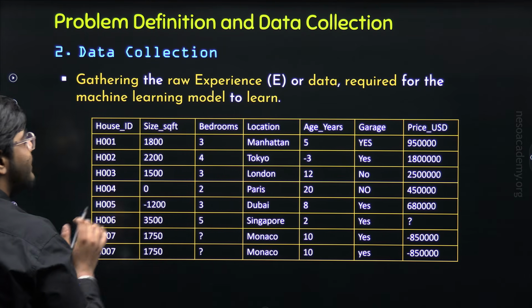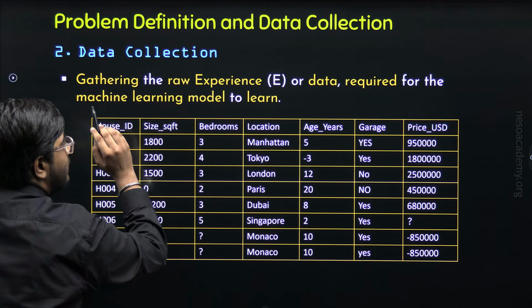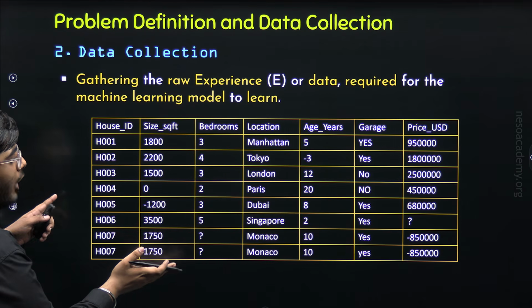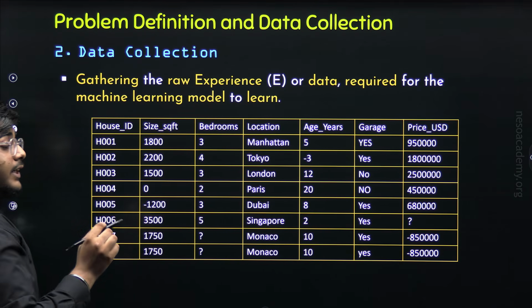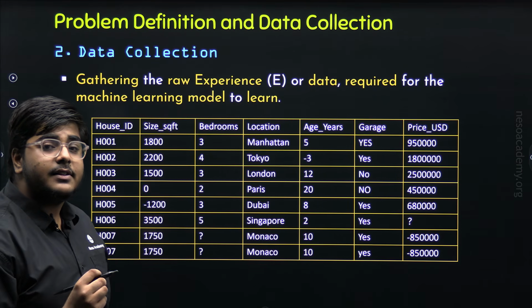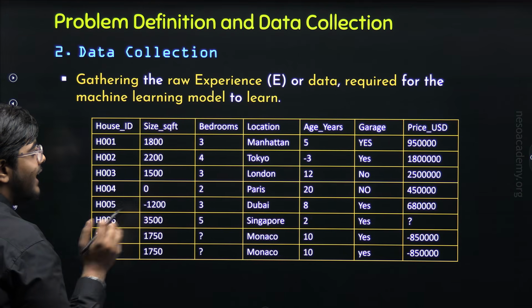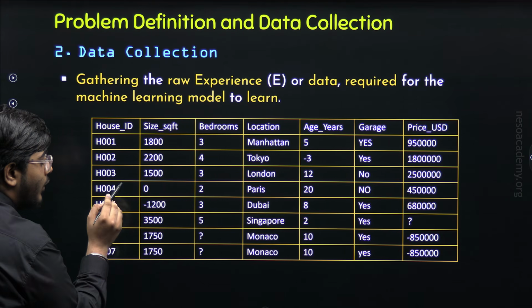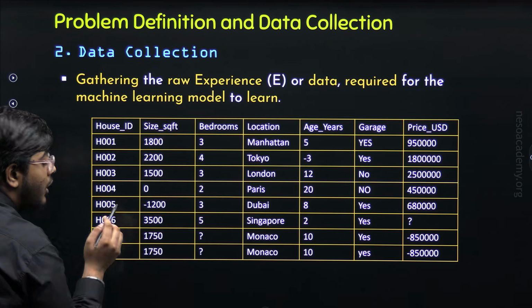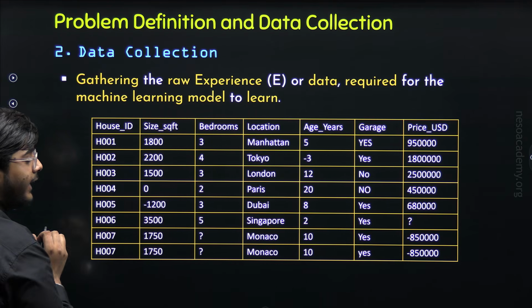Now, as I have just explained to you, data collection is the gathering of raw data. That means this is the raw data that we have collected. So this data need not be perfect. It can contain various errors. Like you can see, the size SQFT, that is the size of the house, here is 0 and here it is negative, which is not possible. Size of the house can never be 0 or negative.